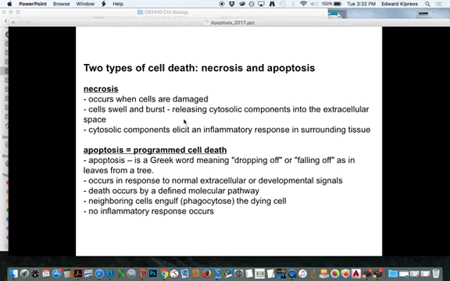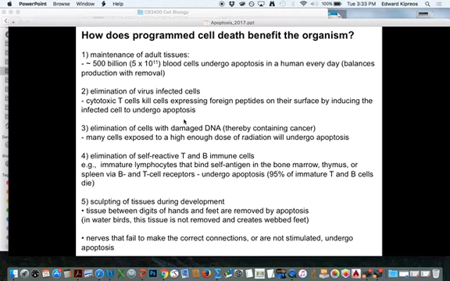Okay, so it's going to occur in response to normal extracellular developmental signals. And it's going to occur by a defined molecular pathway. There's a few little branches in there, but it's generally one pathway. Then nothing's really wasted, because neighboring cells are going to engulf the dying cell and then reuse all the components. And because the dying cells are being engulfed, there's nothing released, and so there's no inflammatory response.